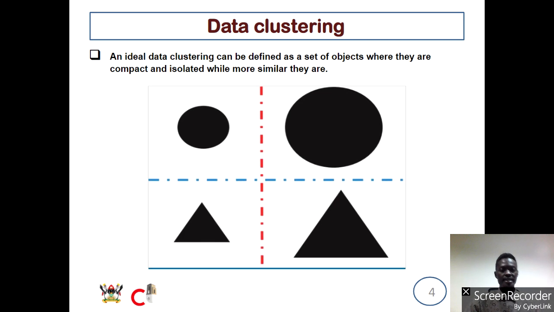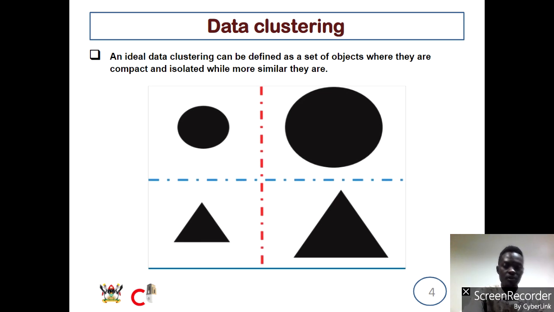Ideally, you see that we have a set of objects that are compact and isolated, while not similar, they are not. So this is the difference with unsupervised decision trees: they are compact and isolated, the more similar they are. You see we have a white line, a red line with dots, then the blue one. You can give a group of people this data and ask how they can divide it and put it into groups which have similar traits or characteristics.